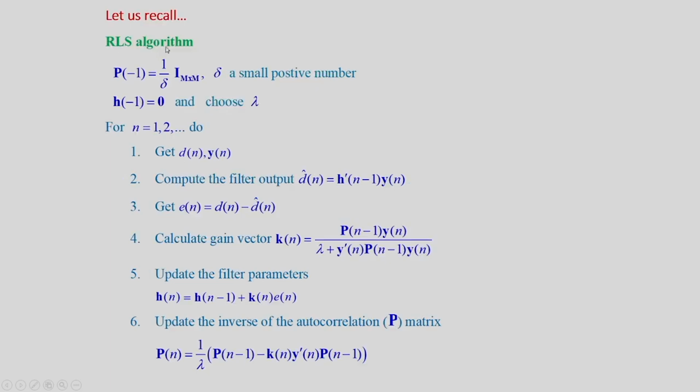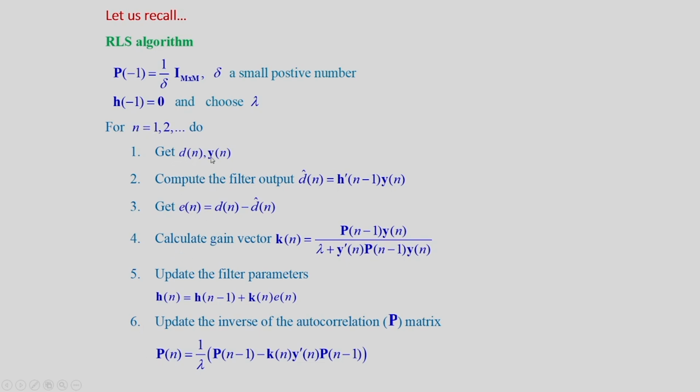Let us recall the RLS algorithm. It initializes the P matrix, P of minus 1 is equal to 1 by delta into identity matrix, where delta is a small positive number, and filter coefficients are initialized to 0. We have to choose a proper value of lambda around 0.95, 0.98, 0.99, like that. Now, for n is equal to 1 onward, we will carry out these computations.